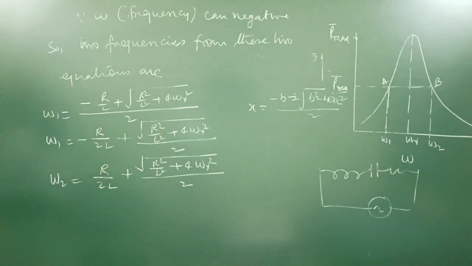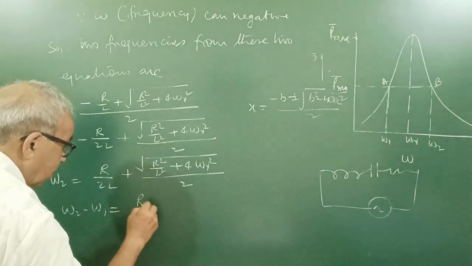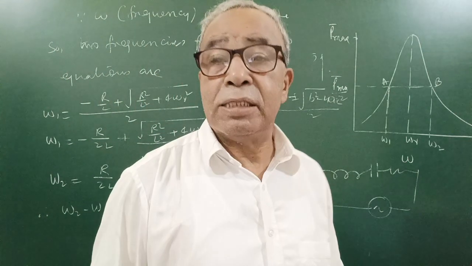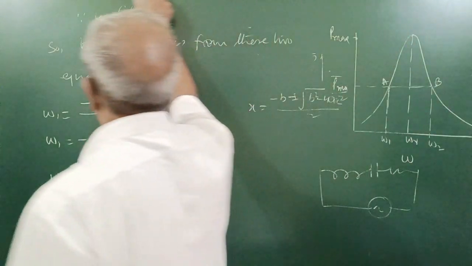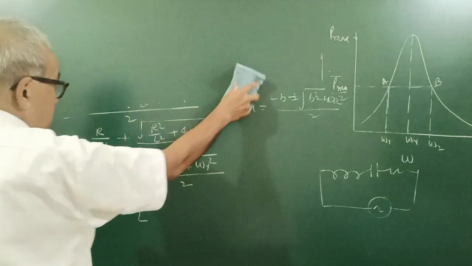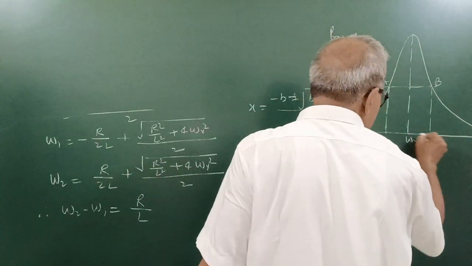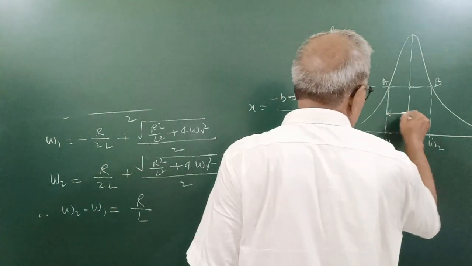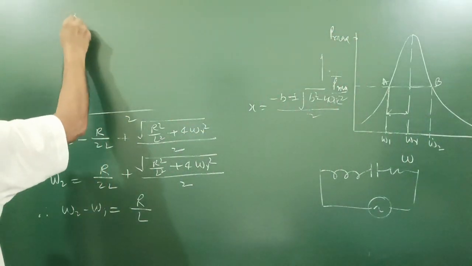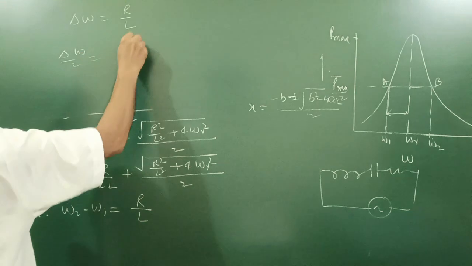Now omega 2 minus omega 1: this minus and this cancel, and R by L only remains. This is the difference, this is the bandwidth of the circuit, of the signal. Now since omega 1 and omega 2 are symmetrically at equal distance from omega R, this difference I write as delta omega, so delta omega is equal to R by L, and hence delta omega by 2 is equal to R by 2L.